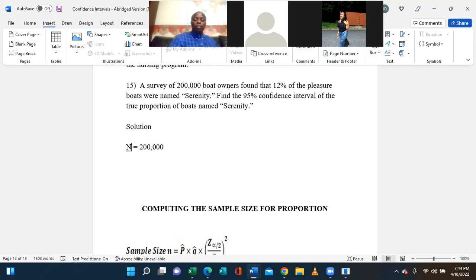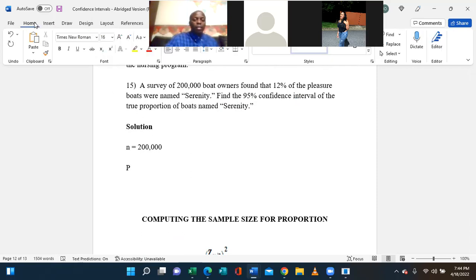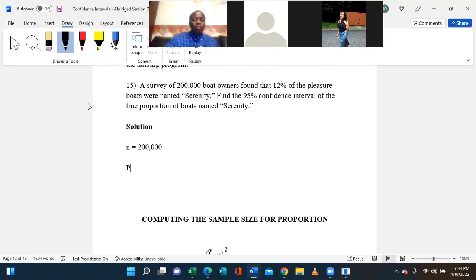I'll change this to small n. So our P hat will be, I'm going to put the hat myself. P hat is going to be like this, equals 12%, which is 0.12.